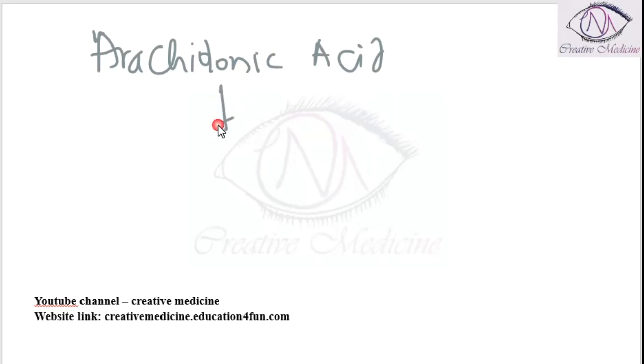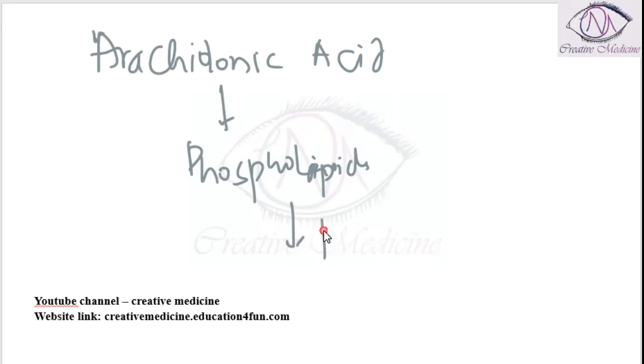This arachidonic acid gets converted to phospholipids. Sorry, okay, it gets converted to phospholipids. Arachidonic acid gets converted to phospholipids by the enzyme phospholipase A2.